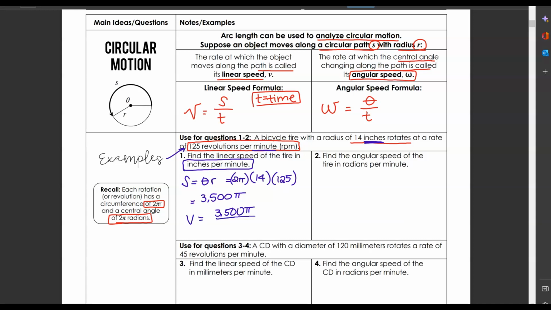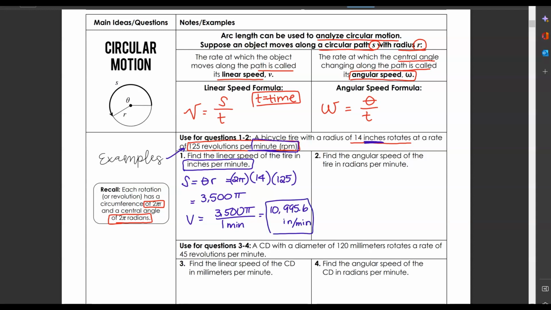Okay. So now, in order for us to find our linear speed, we have v is equal to 3,500 pi all over our time, and the time was 1 minute. So we're going to have 1 minute here. If we plug this into our calculator, we're going to get about 10,995.6, and this is going to be inches per minute.